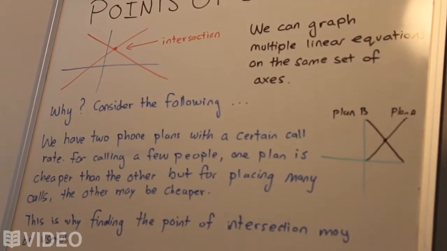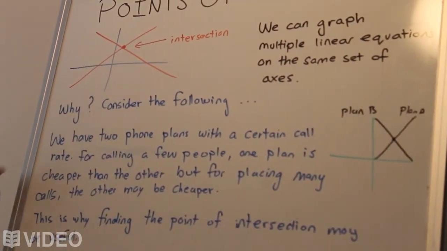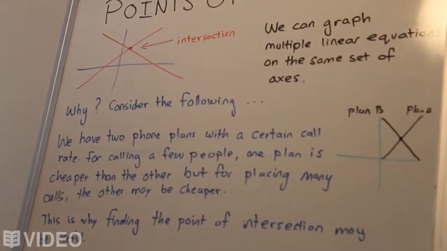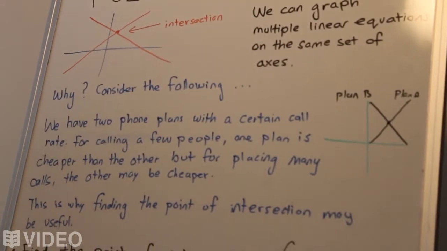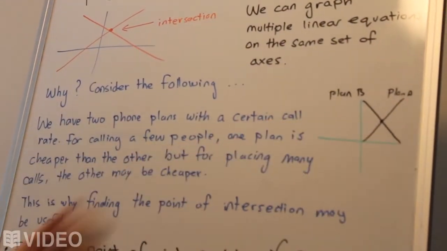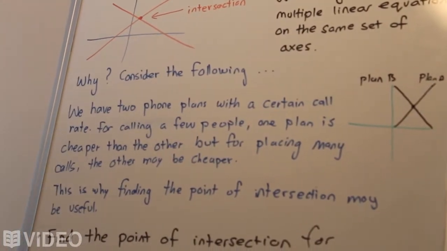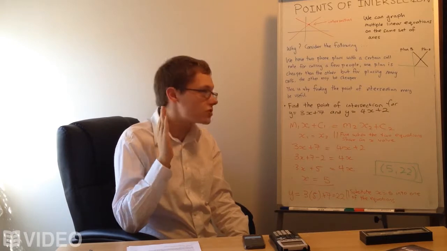Well, let's consider the following. We have two phone plans that we want to compare with a certain call rate. For calling a few people, one plan might be cheaper than the other one, but for placing many calls, the other plan might be cheaper. So what we can do is compare the plans, work out where they intersect, and work out which plan would be cheaper for you based on how many calls you place.